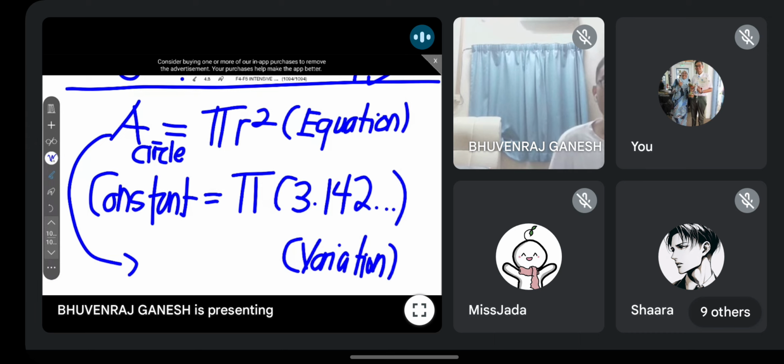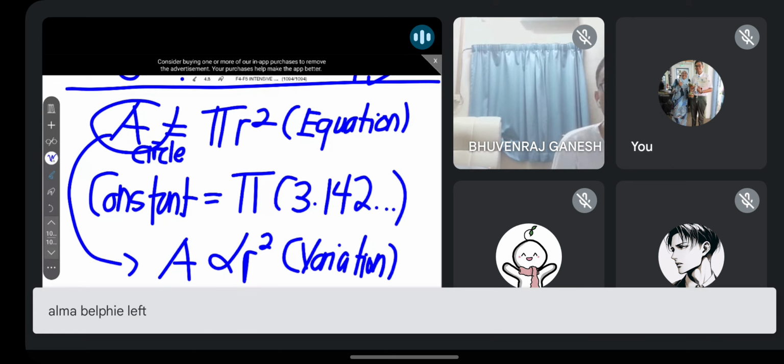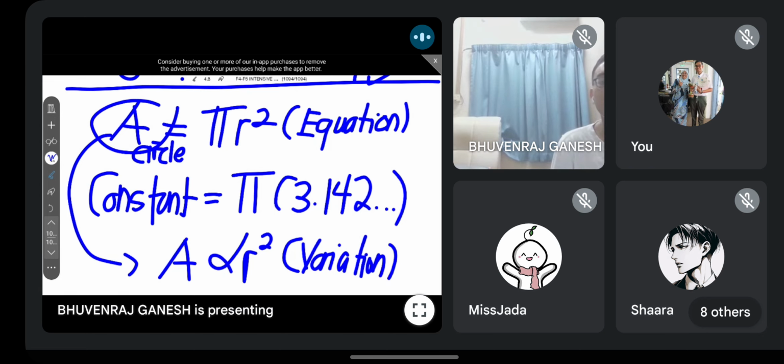So anyone? Type out? Cuba? Don't be shy to try. This is your chance to revise back on 1.1. Wrong doesn't matter. Yes, very good. Okay, A directly proportional to R square. Okay, actually it's A, not Y. Okay, don't always use Y. You must base on the question. If question give A, then you use A. Okay, so A alpha R square. This is bentuk ubahan untuk soalan ini.